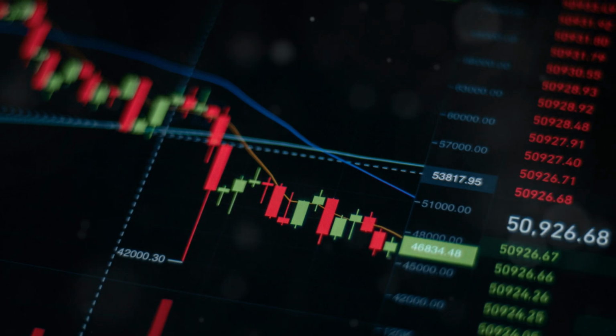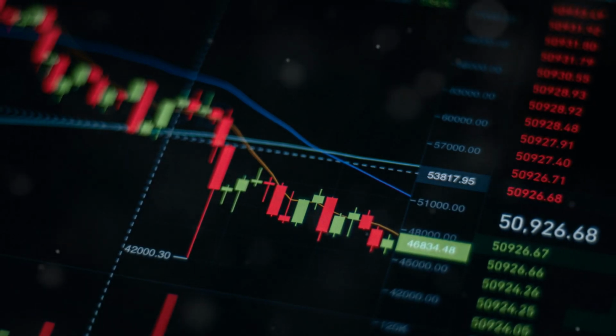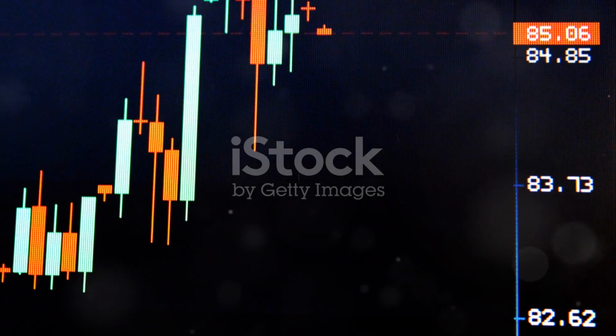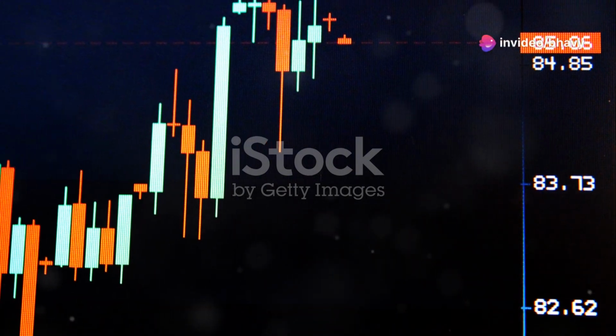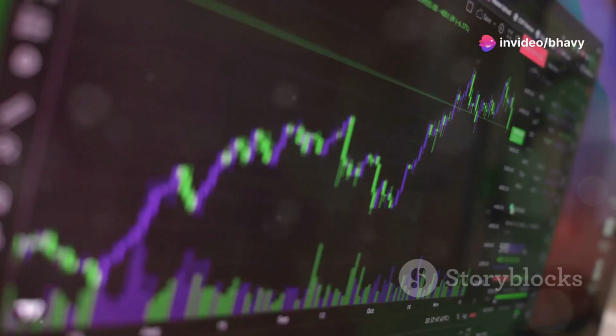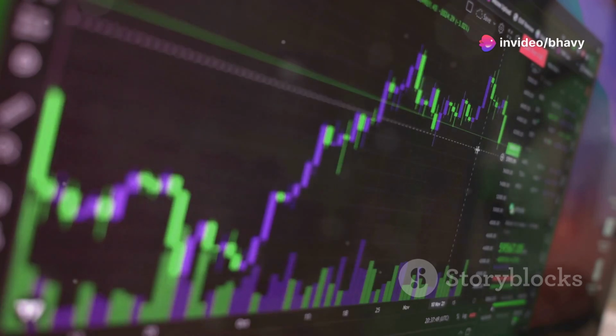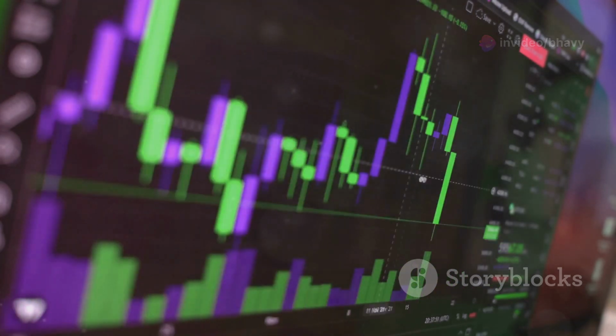Doji. A doji candlestick has a very small or non-existent body, indicating that the opening and closing prices were very close or even the same. This pattern suggests indecision in the market, with neither buyers nor sellers able to gain a clear advantage.